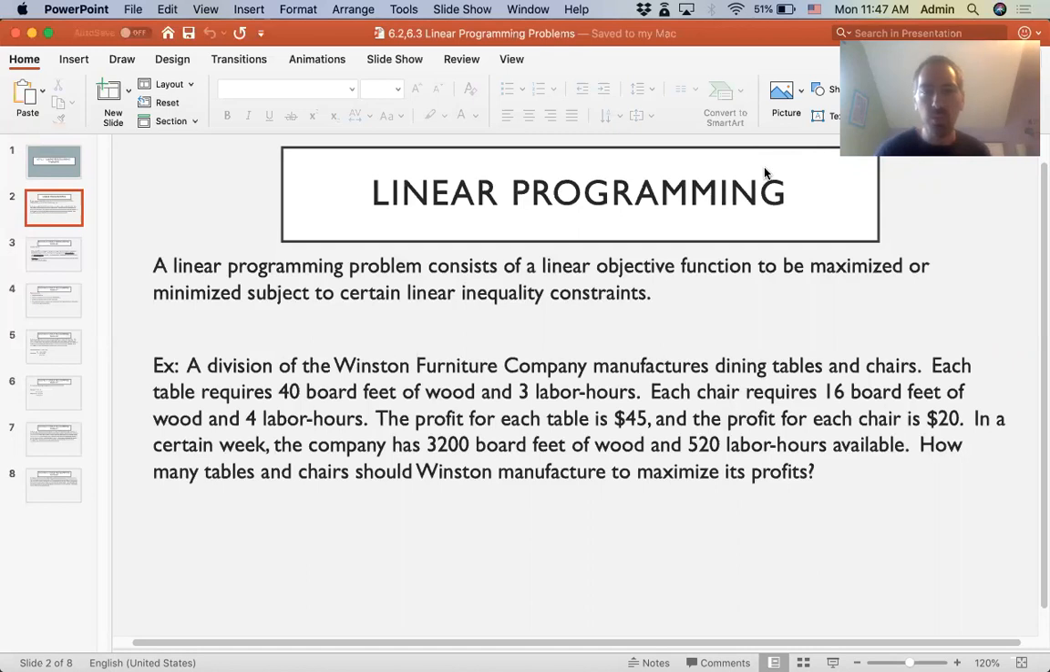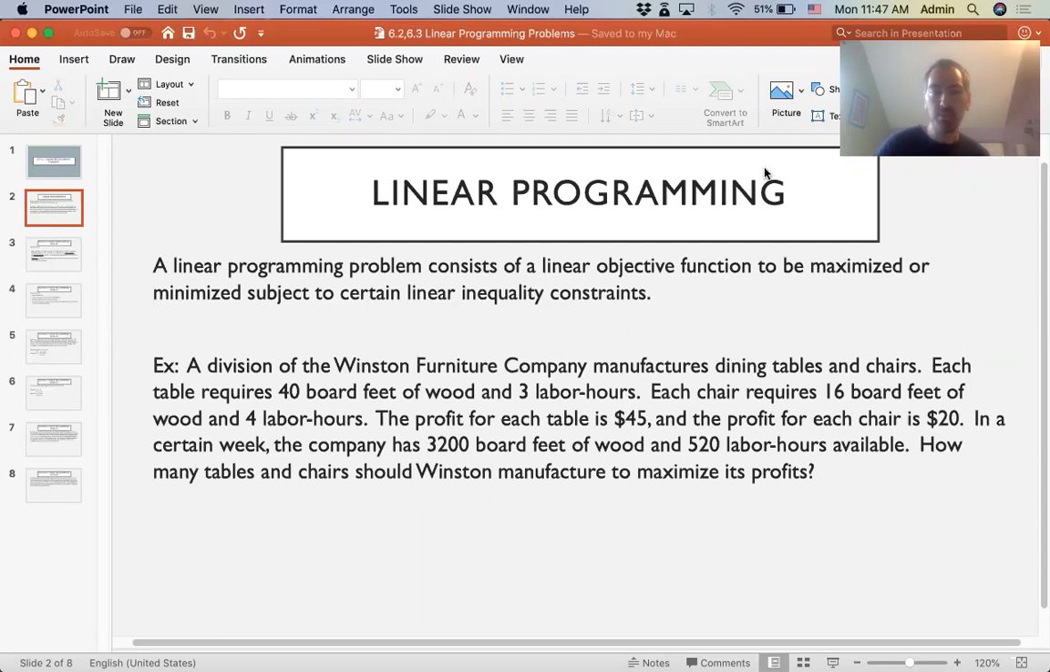We have a division of the Winston Furniture Company that manufactures dining tables and chairs. Each table requires 40 board feet of wood and 3 labor hours. Each chair requires 16 board feet of wood and 4 labor hours. The profit for each table is $45, while the profit for each chair is $20. In a certain week, the company has 3,200 board feet of wood and 520 labor hours available. So the question is, how many tables and chairs should Winston manufacture to maximize its profits?